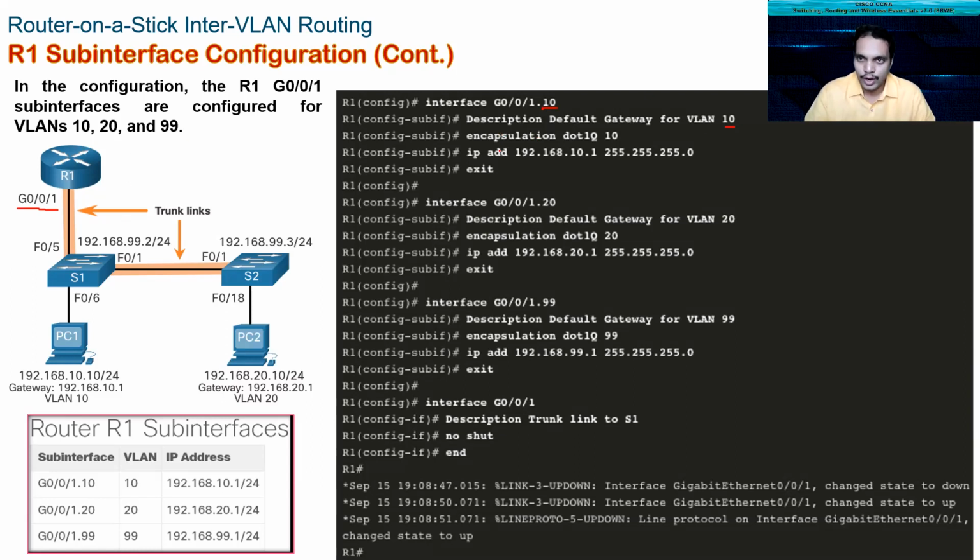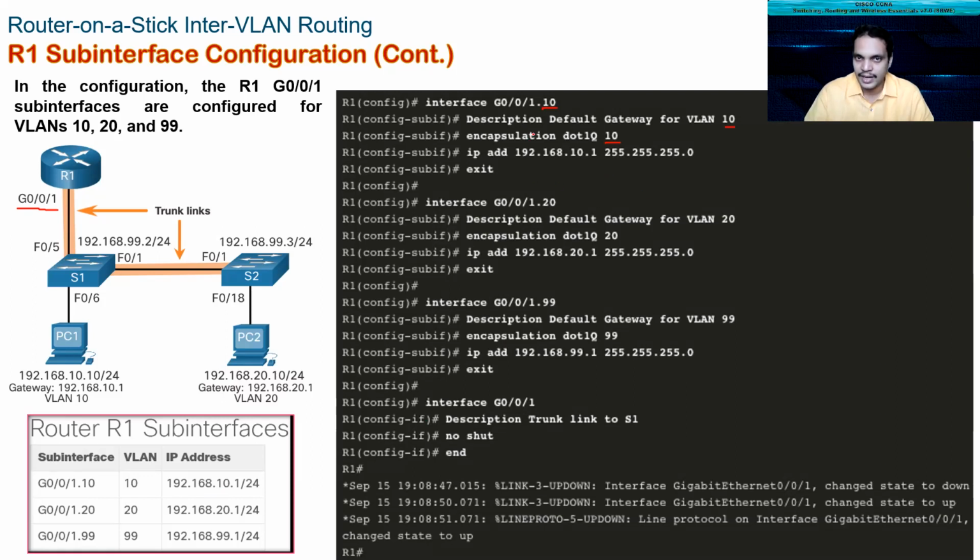Okay. And you need to write down encapsulation dot1q 10. This corresponds to the VLAN ID for which this sub-interface is being created. Now, what is this address? It is already given here. So you need to assign this address and exit.